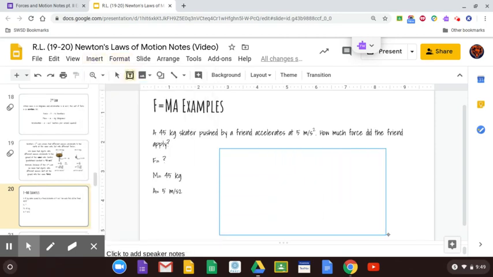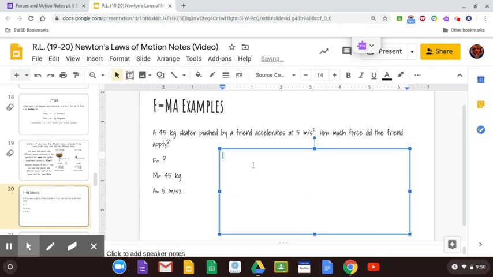So every single time I start one of these problems, I am always going to start by writing F equals M times A. Always, always, always. That is just to remind me, okay, this is the equation that I need to use. Then I'm going to fill in what I know, and I've already written that down over here. So that's pretty helpful for me. I can just look back.